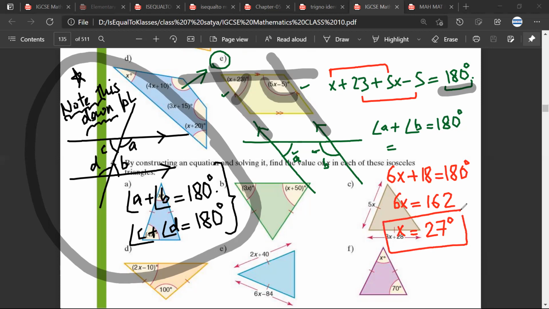Is this the answer both of you have got? x is equal to 27 degree. Yes. So actually, I couldn't understand. Okay. Have you understood now? Yes, sir. Okay. So the answer would be 27 degree.